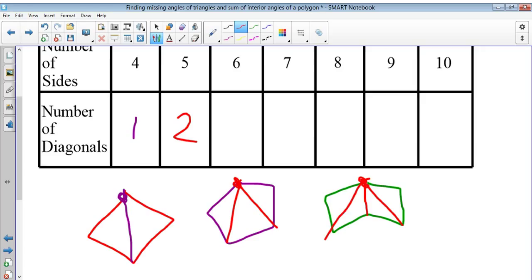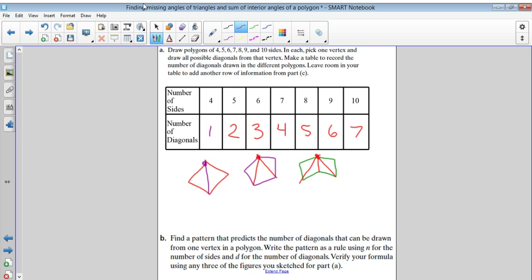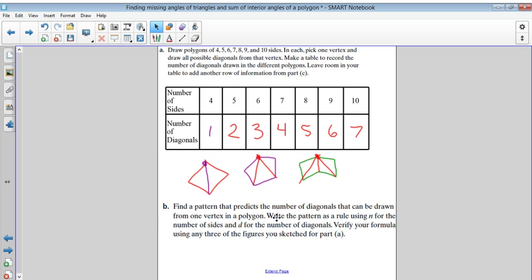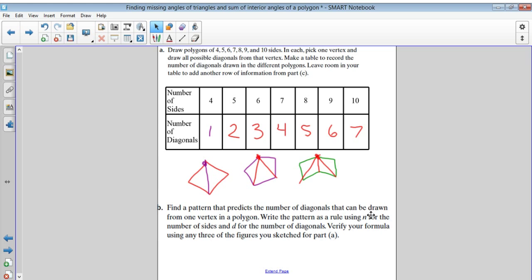Okay, and so when I have 6 sides, I can have 3 diagonals. Do you see the pattern already emerging? You can do more if you'd like, but clearly it's 1, 2, 3, 4, 5, 6, 7, right? So now with this knowledge, let's see, can we find a pattern that predicts the number of diagonals that can be drawn from one vertex in a polygon?